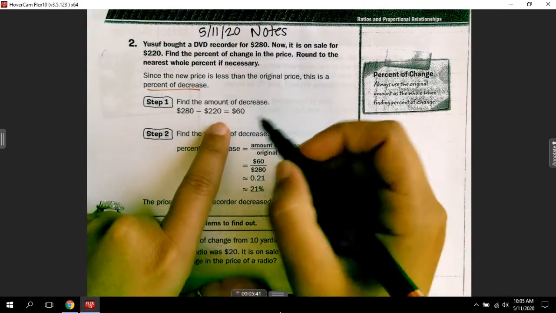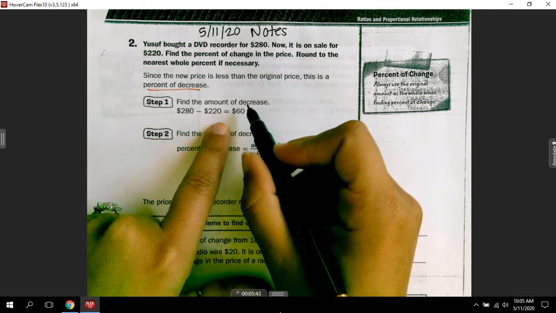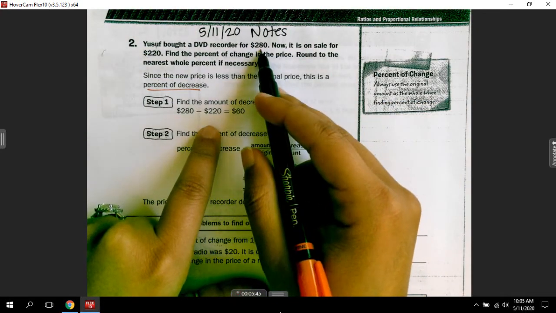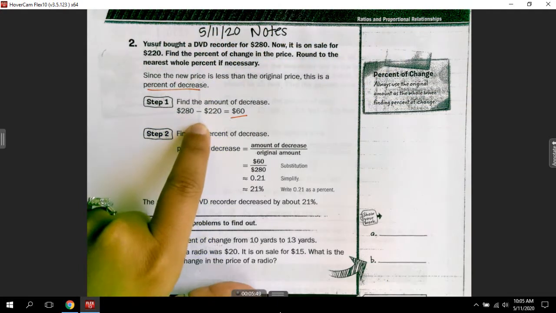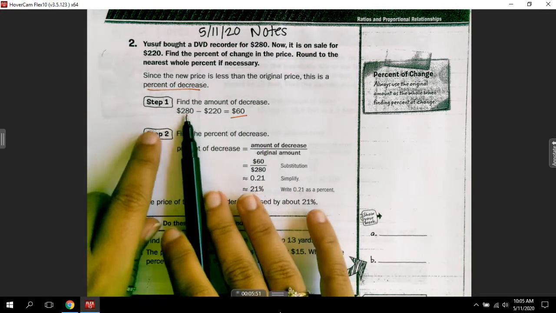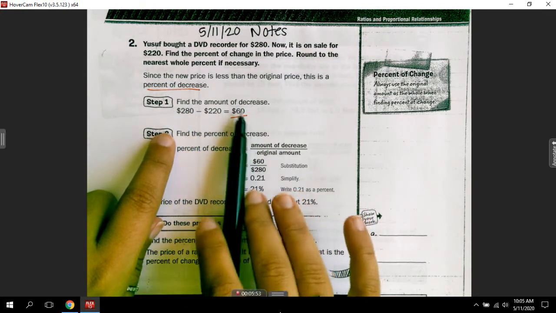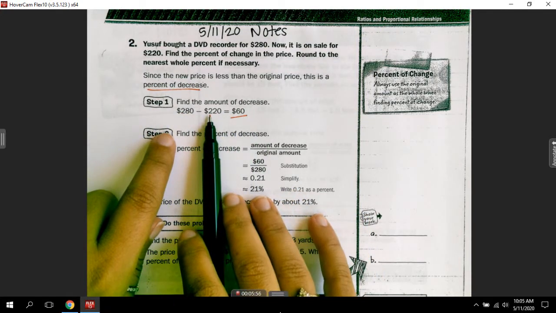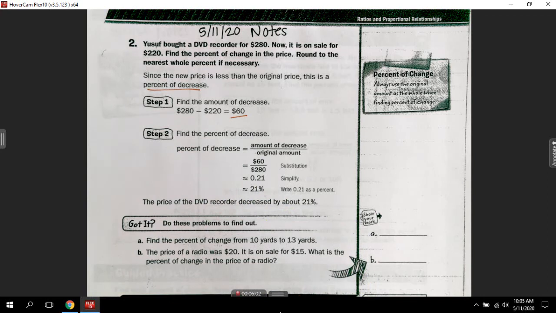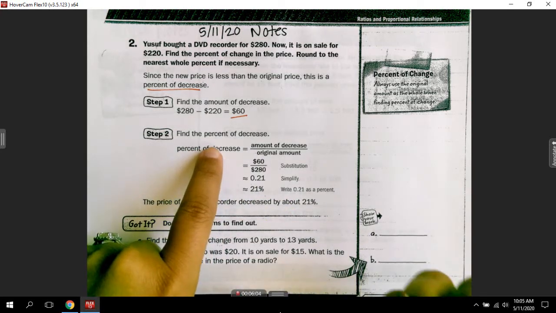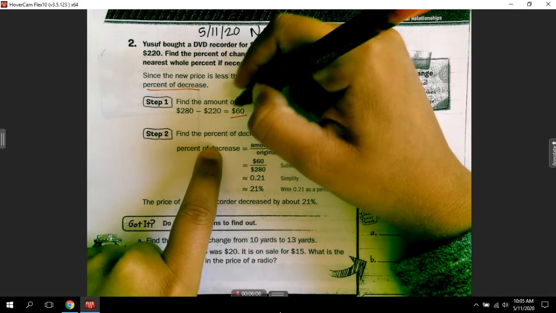So you want to find the amount of decrease. How much is it changing? So you're taking $280 and you're going to subtract $220. So it's changing by $60. Okay, remember we always want to take that larger number first. We never want to get a negative number. If I do 220 minus 280, it's going to give me a negative 60, and I don't want that. So you always want to deal with positive numbers. So it's changing by $60.